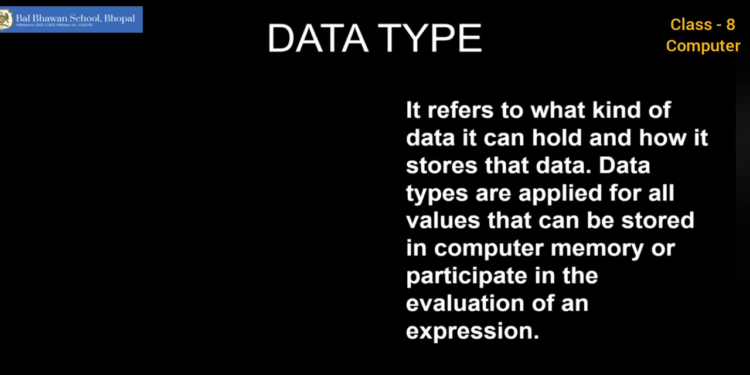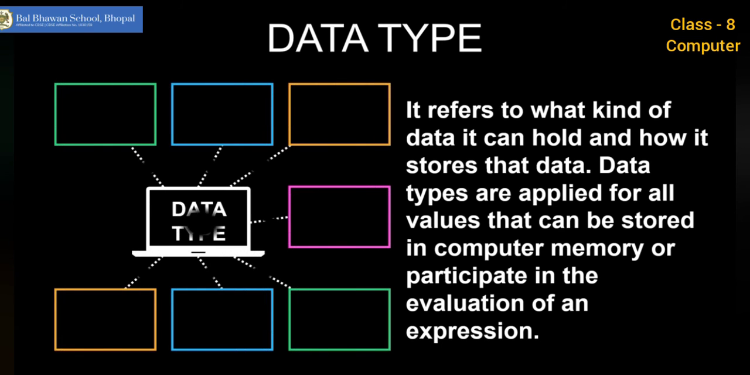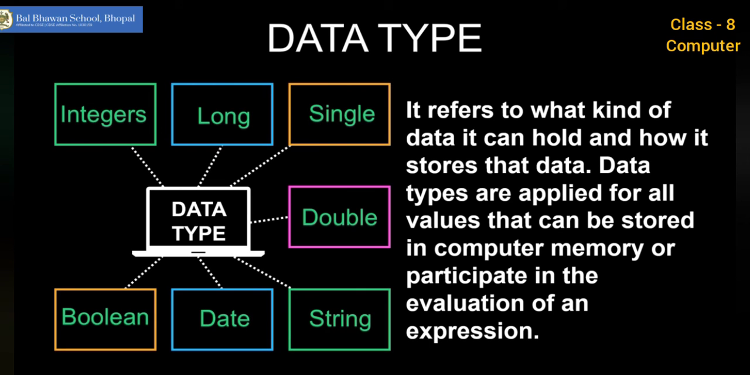Next is your data type. It refers to what kind of data it can hold and how it stores that data. Data types are applied for all values that can be stored in computer memory or participate in the evaluation of an expression. In Visual Basic, we have various types of data types. Number 1, integer, long, single, double, string, date, and boolean. Let's see all these data types in detail one by one.